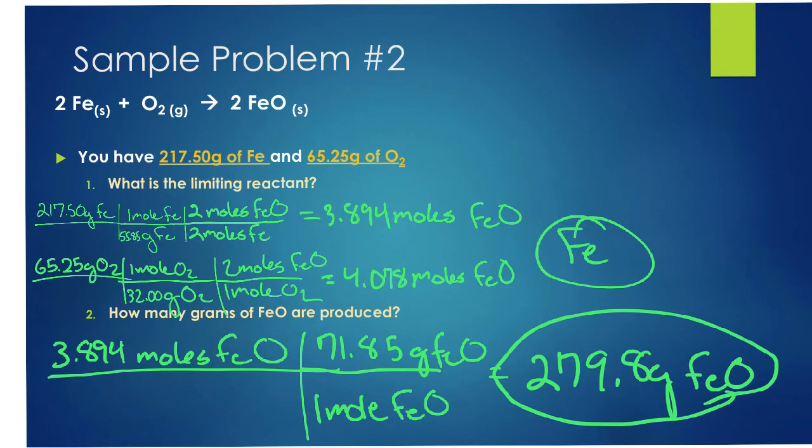So I went about solving this problem the same way. I took the starting amount of each reactant and converted that into moles of the product. And again, in this case, I only have one product, which is FeO. I found that there's less FeO produced by the iron, which makes the iron the limiting reactant. I then took that amount the iron made and converted it into grams, which was question number 2, grams of FeO produced. We're going to keep going and answer some more questions about this on the next slide.